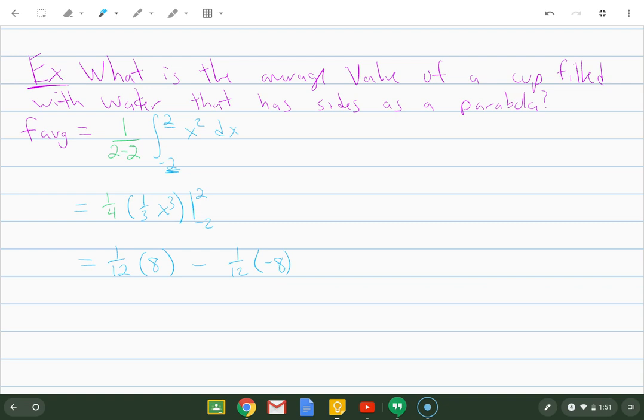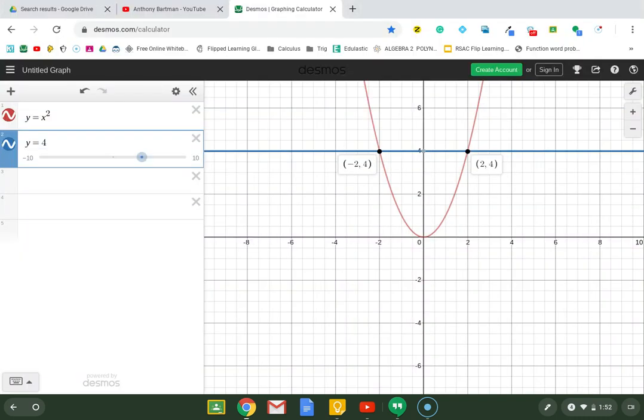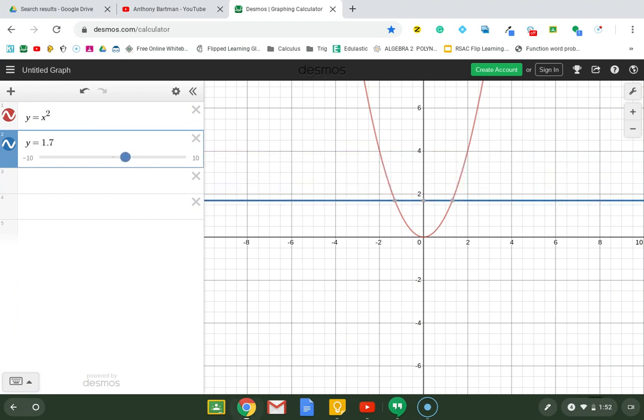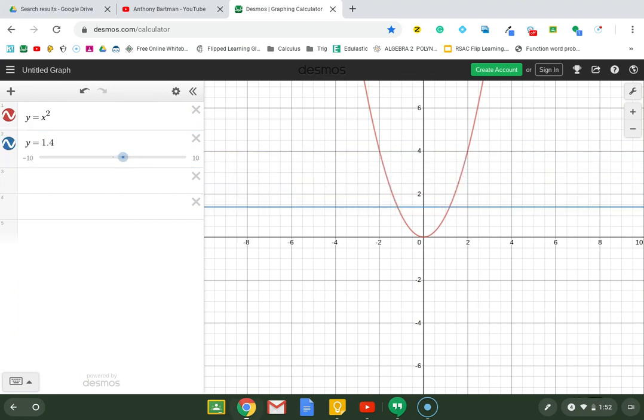So there we go. I get 8/12 minus -8/12, so we end up with 16/12. And that is the same as 1 and 4/12, which is 1 and 1/3. So we get 4/3. We can say the average value of our function is 1 and 1/3. So if we go down to about 1.3 right here, this is our average value.